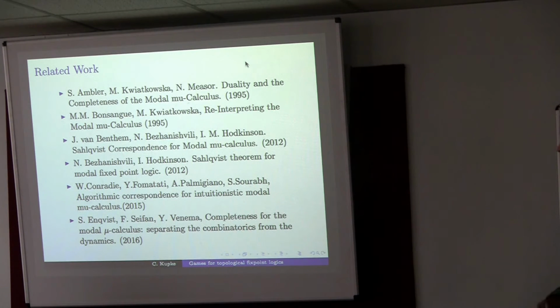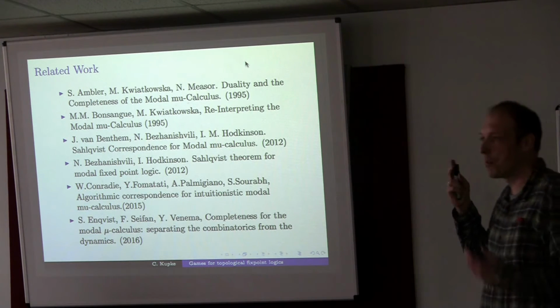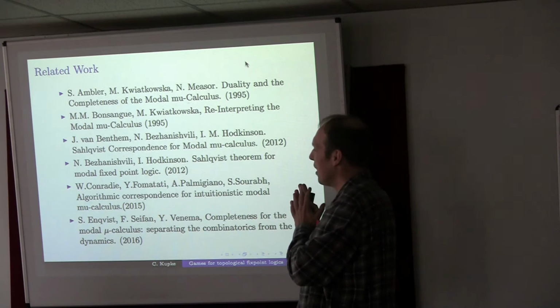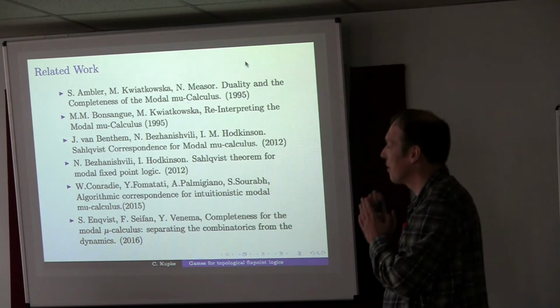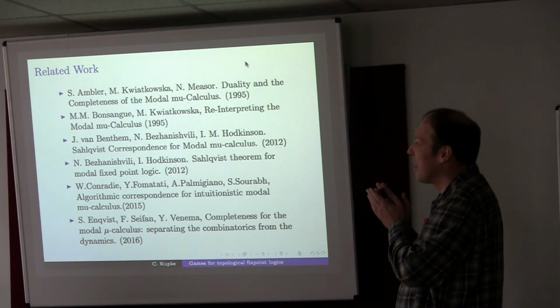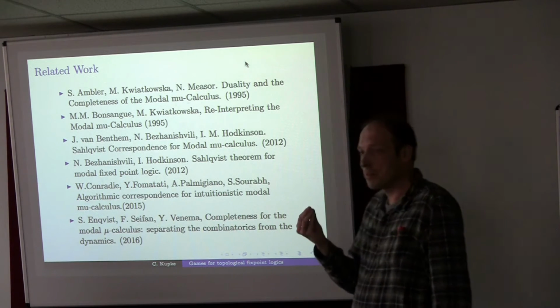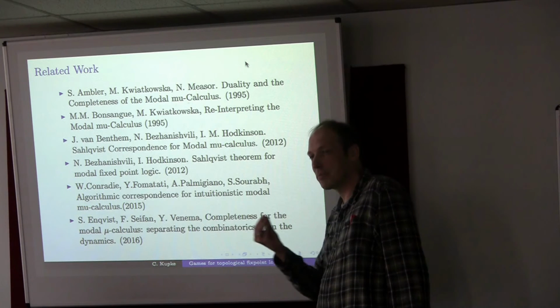The question I have for you is, do you know what I mean with completeness? Probably not. Completeness means that we want to have an axiomatization of the mu calculus, and a complete one means that whenever a formula is consistent with respect to this axiomatization, there must be a model of this formula.